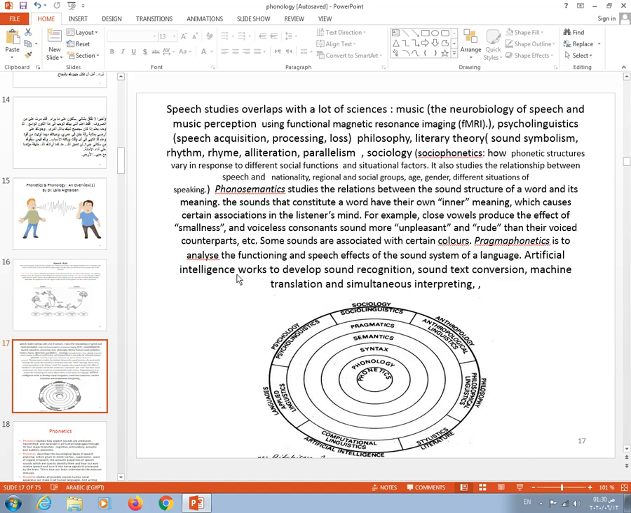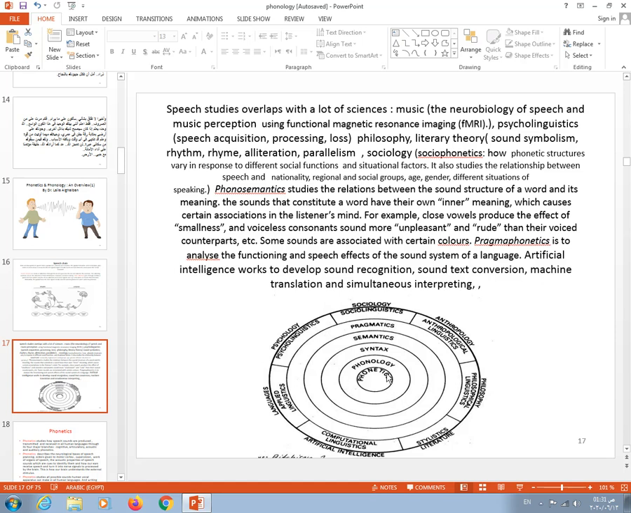It is marking and coloring the future of humanity, as we see nowadays around us. Artificial intelligence is everywhere around us, at every moment and in everything we do. Artificial intelligence works to develop sound recognition software, as we see. Also sound-text conversion, machine translation, and simultaneous interpreting, developing applications and devices which help people turn speech into text and make simultaneous interpreting and so on.